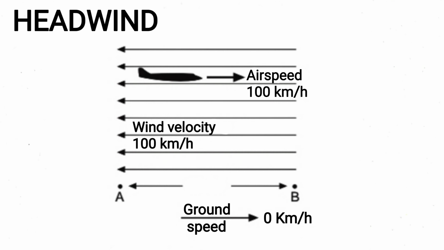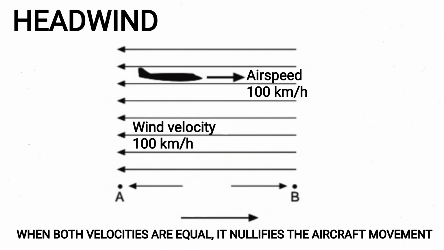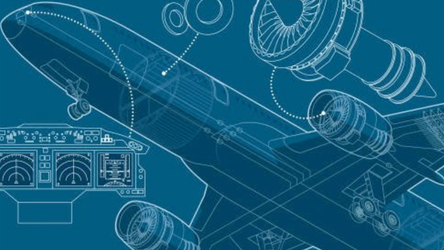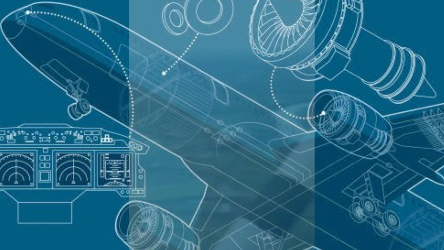So the conclusion is, when the speed of the aircraft equals the speed of the wind, the aircraft gets stuck in the middle of the air. This is not just a theory. Let me show you some videos from real life from both perspectives. That is how a pilot sees the aircraft stuck in mid-air as well as how a viewer from the ground sees it. Let's have a look.